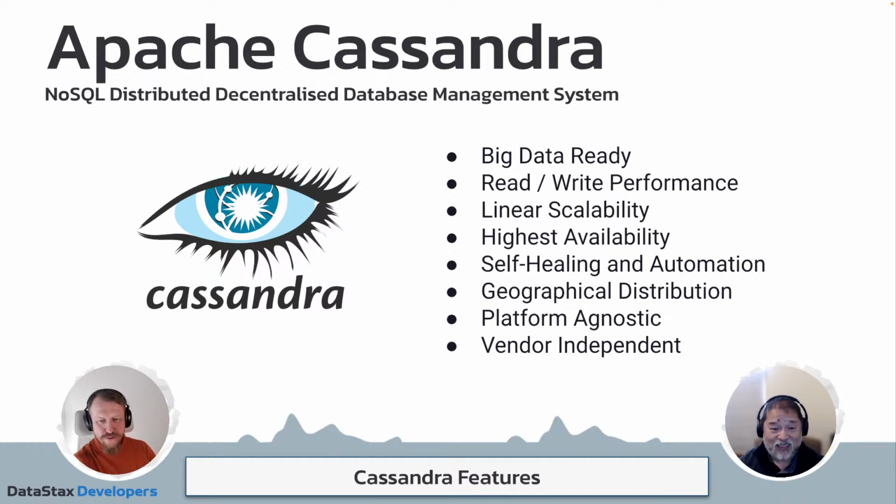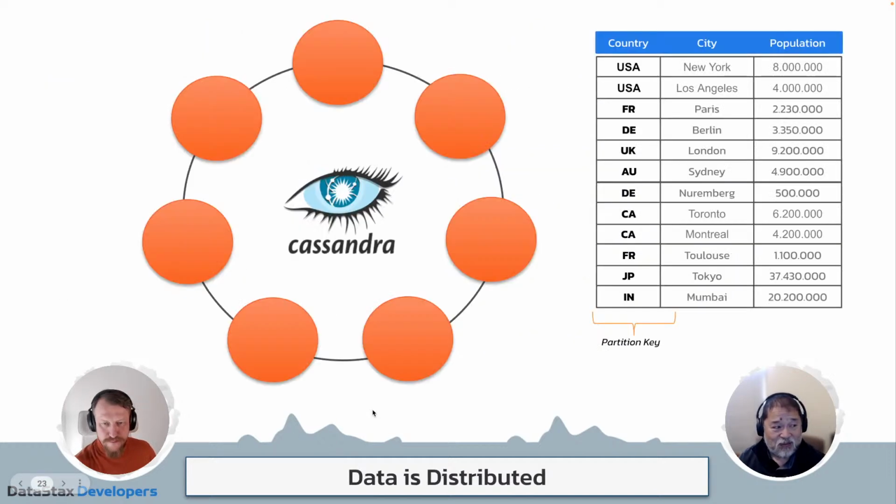Good. Now there is a very important thing to understand. Cassandra is different. It was designed to answer problems that traditional relational databases could not answer at all, especially for scalability.